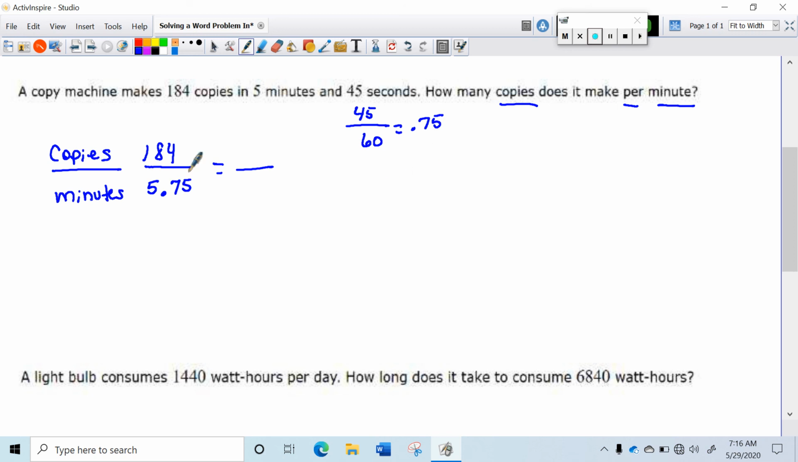How many copies does it make per minute? I'm sorry, I meant copies, not miles, in the last problem. Copies per minute, 1 minute. So I'm going to do 184 times 1 divided by 5.75. And that's going to give me 32 copies. It comes out evenly.